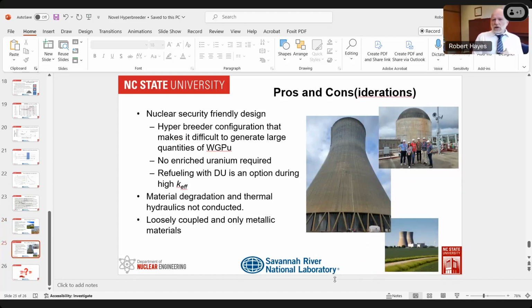All right. So what are the pros and cons? Well, because it's my design, there are no cons. They're just considerations. But I'm biased. This is my design, so that's how I talk about the cons.